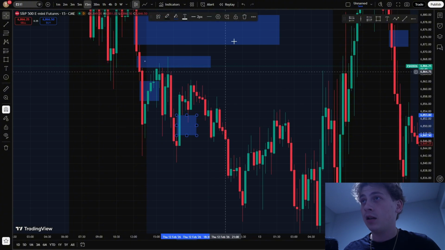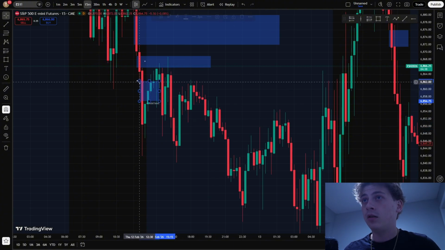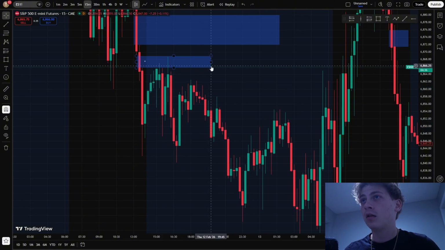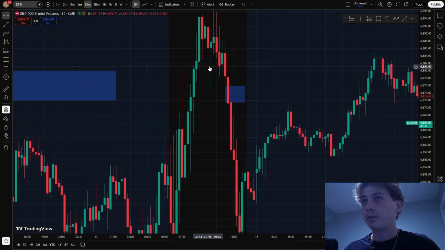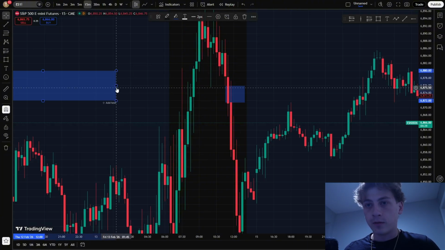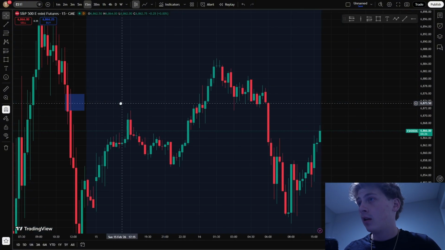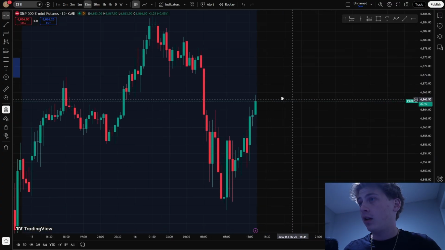So that is a fair value gap. That is how you do it, right? It is not like this. If there is a wick, there is no fair value gap there. That is what a lot of beginner traders mess up. And these fair value gaps are everywhere, guys.